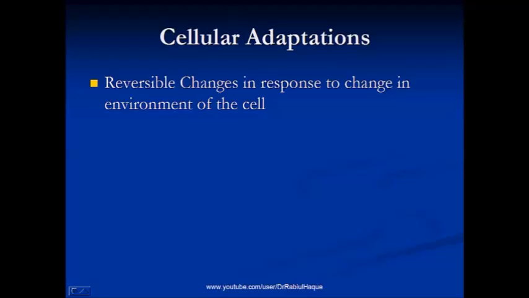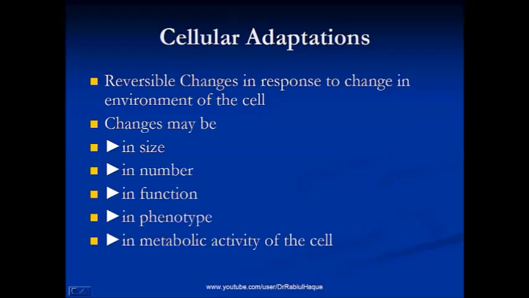Okay, now what are the types of change we can have in adaptation? It can be change in the size of the cell, change in number of the cell, change in function of the cell, and even change in phenotype and metabolic activity of the cell. So whenever we're having these types of change in a cell, and whenever those changes are reversible, chances are we are talking about cellular adaptation.